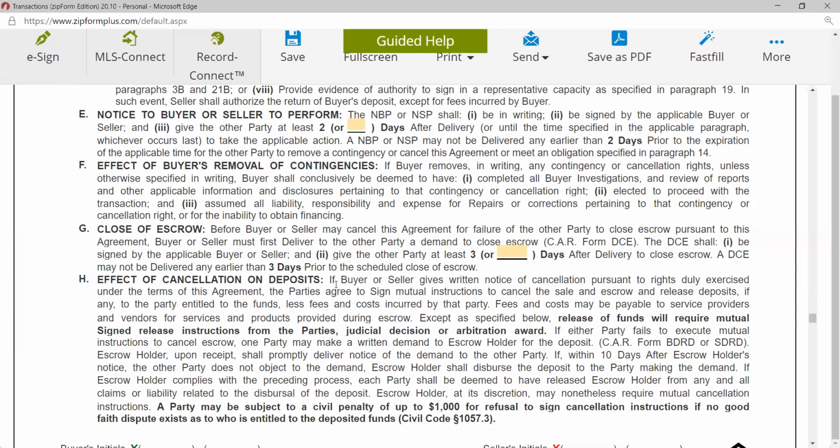Effect of cancellation on deposits. If we cancel, then what happens to the deposit? If buyer and seller give a written notice of cancellation pursuant to rights duly exercised under the terms of the agreement, the parties agree to sign mutual instructions to cancel the sale and escrow and release deposits. Now this one, remember, if we want to cancel, it's not just that we say we want to cancel, then it's canceled. Not only do we need to sign a paper, the seller needs to sign a paper. So in case you want to cancel, both you and me and the seller and seller agent need to all sign that paper for cancellation before your money can get back to you. If they don't sign, the money cannot be released.